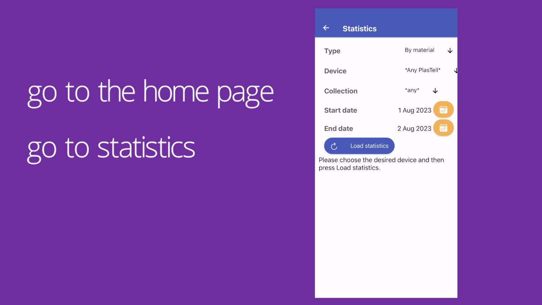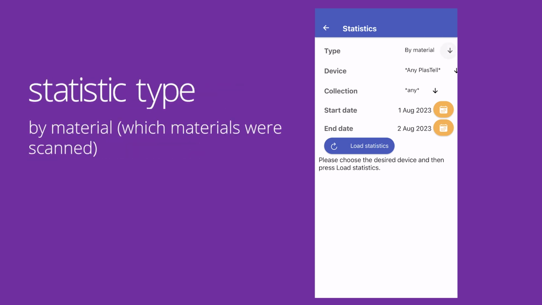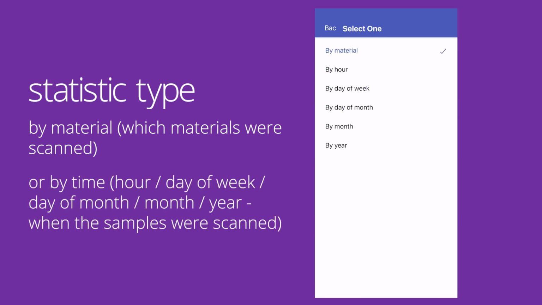You can now filter the results by statistic type. You can choose by material, which are the materials that were scanned, or you can choose by time, which is the hour, the day of week, the day of month, the month and the year of when the samples were scanned.